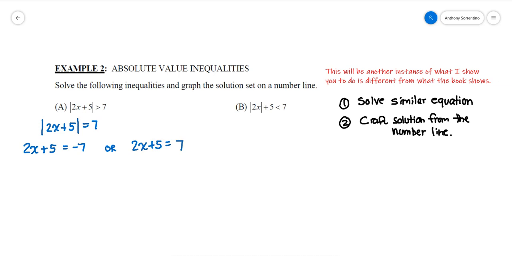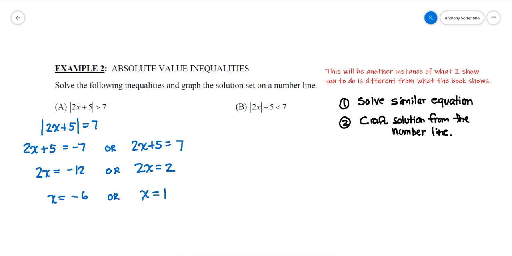And I'm going to solve each one of these equations. So on both equations, I'm going to subtract 5 from both sides. Doing that on the left equation, I get 2x equals negative 12. Doing that on the right equation, I get 2x equaling 2. And then for both equations, I'm going to divide both sides by 2. On the left equation, that's going to make x equals negative 6. And doing it on the second equation is going to give me x equals 1. So that gets me the two solutions for the equation.